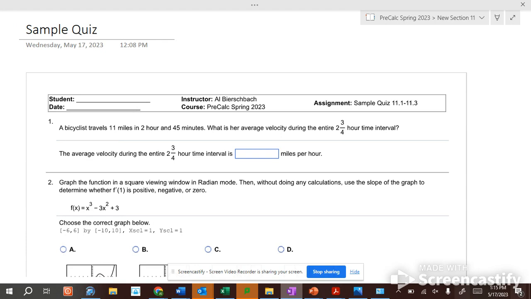A bicycle traveler goes 11 miles in 2 hours and 45 minutes. What's her average velocity during the entire 2 3/4 hour time interval? What would you do? 11 divided by 2.75. Somebody help me out there. Wow, that's awesome. That's 4.